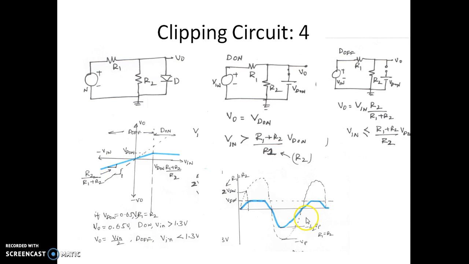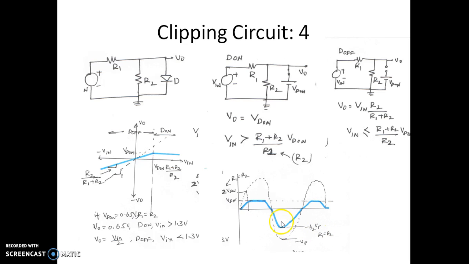This is the corresponding waveform. As you can see now, this dotted line is the input voltage. As long as the input voltage is less than twice the VD on, the output voltage follows the input voltage, but it is half compared to the input voltage. Now we can see this is not exactly the same as the input, it is half. If the input voltage exceeds 1.3 volts, the output voltage is at VD on. So this follows here, and during the negative half cycle, as you can see now, if the input is minus V peak, the output is half of V peak. So this is when R1 equals R2.